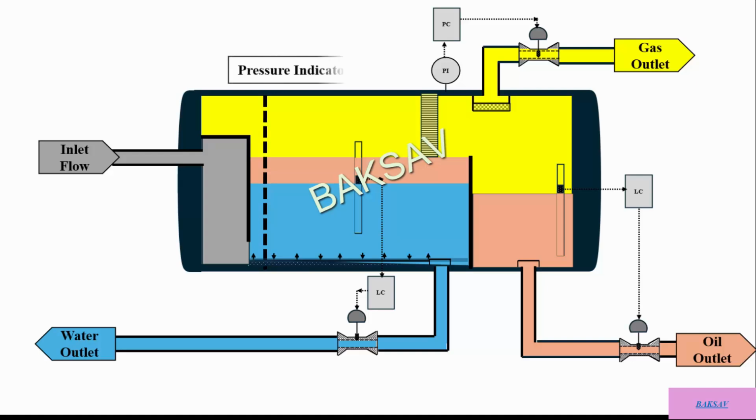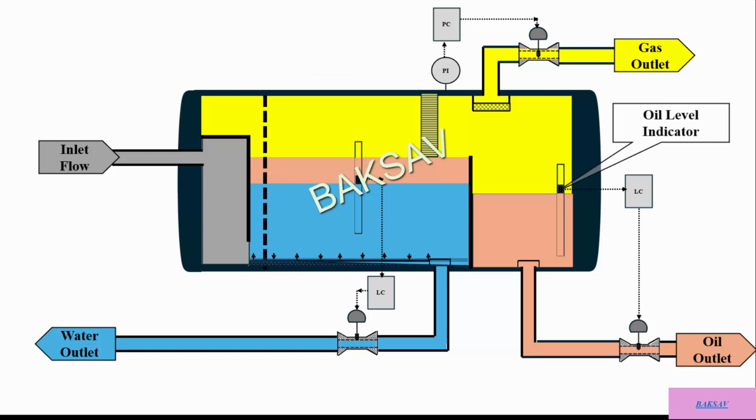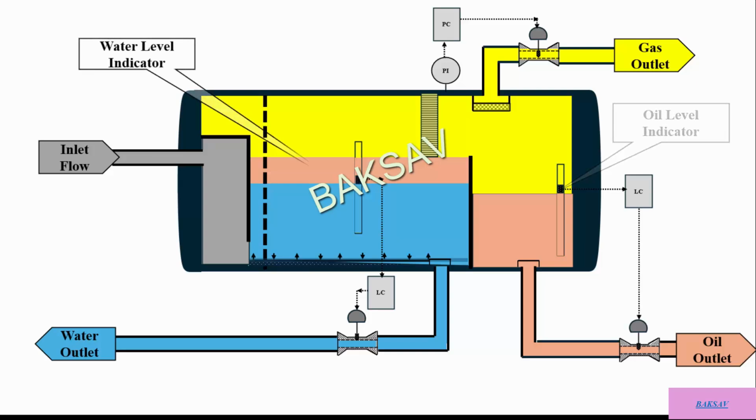Pressure transmitter or pressure indicator that measures gas pressure in the separator's gas section. Oil level indicator that measures oil level in the separated oil section. Water level indicator that measures water level in the separated water section.